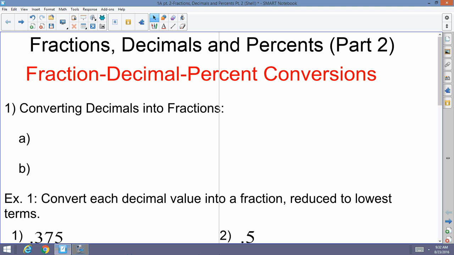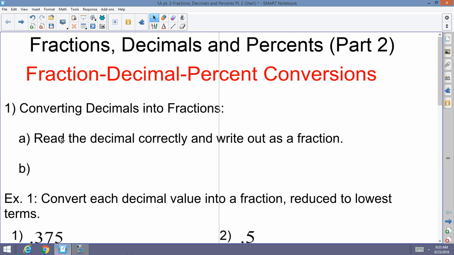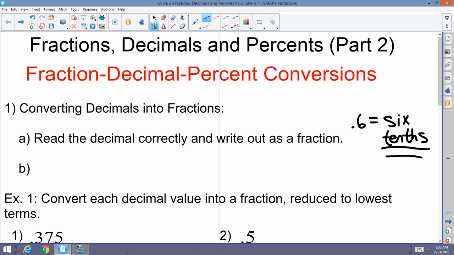Converting decimals into fractions. Pretty simple stuff here. All you have to do in order to convert a decimal into a fraction is to read the decimal correctly and write it out as a fraction. By reading the decimal correctly, you have to use the place values. So for example, if you see 0.6, that's not just 0.6, that's really 6/10. That's reading a decimal correctly by place value.